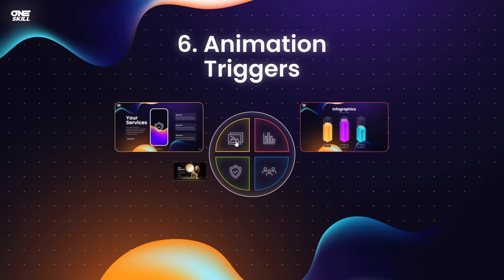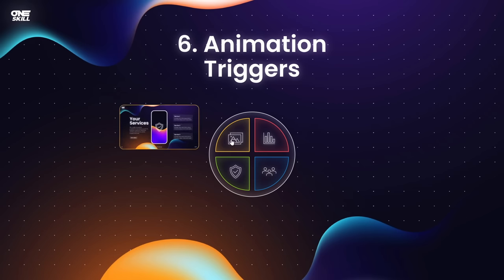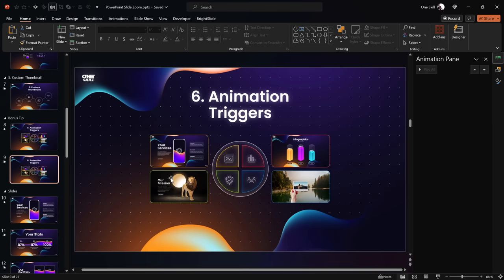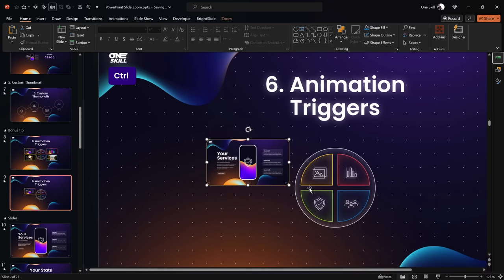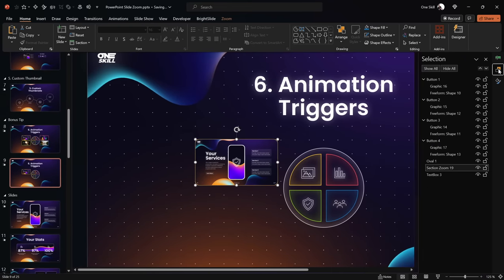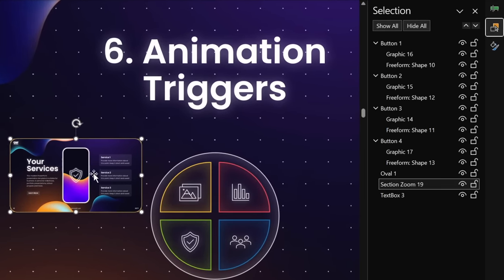So let me show you an example with this first section zoom here at the top left corner of the slide. And once you know how you can create one of those clickable buttons, you'll know how you can create the rest of them as well. And now let me delete the rest of these section zooms. We'll be working just with this one. And now let's take a look at the selection pane and see what is the name of this section zoom. It's called section zoom 19.